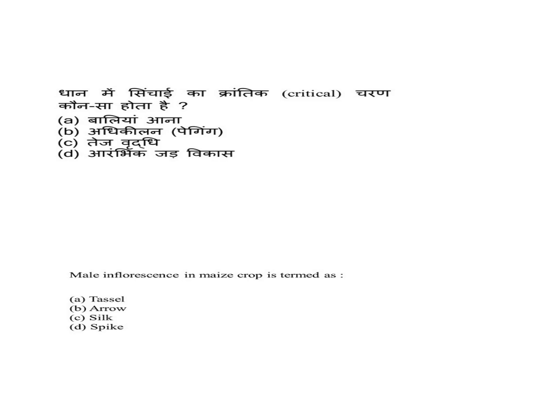Male inflorescence in maize crop is termed as, the answer is tassel. Silk is the female inflorescence in case of maize crop. Spike is generally an unbranched indeterminate stem where you will find rachis. Generally you term it so in case of wheat crop, and arrow in case of sugarcane. So male inflorescence in case of maize is tassel.